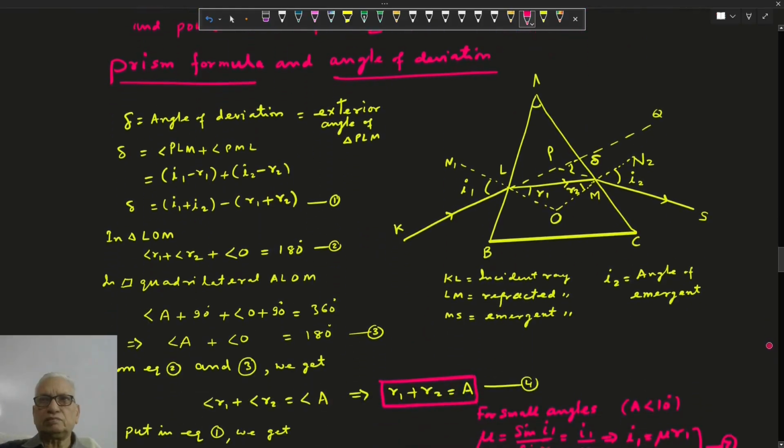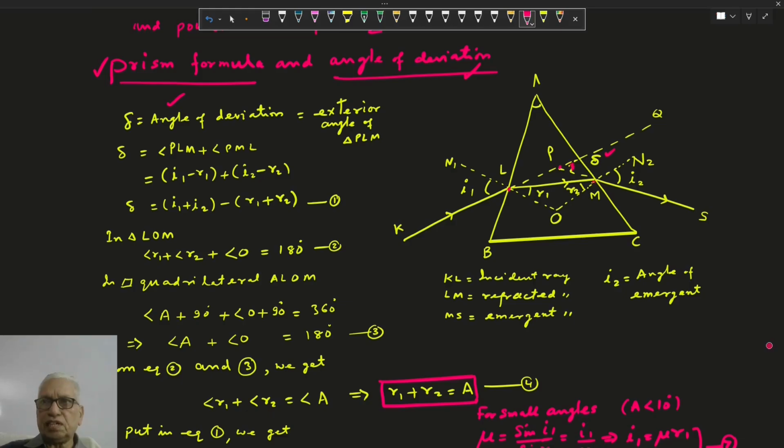Now come to the next topic, the prism formula and the angle of deviation delta. Delta is the angle of deviation, the exterior angle in the triangle. Here KL is the incident ray, LM is the refracted ray, and MS is the final emergent ray. Here the angles are I1, I2, R1, R2, and delta is the angle of deviation.